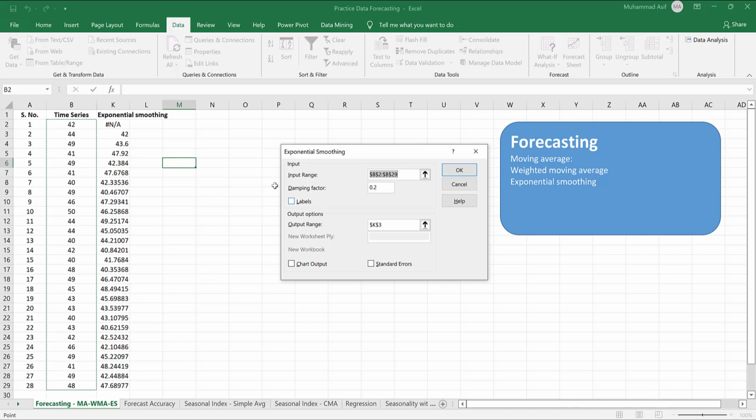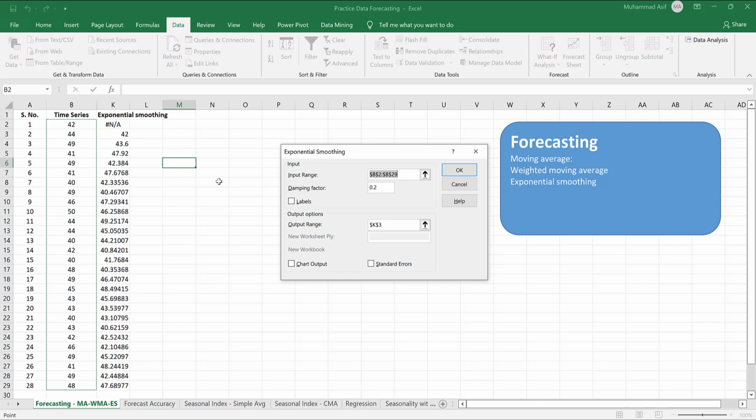Dampening factor over here I used, it's also called alpha. I used 20%, and you can use different factors. You can use like 0.1, 0.2, 0.3, 0.4, like that, based on trial and error. In general, when you see there is less variation and you want your forecast to be more close to that, then you will use a smaller value of alpha, 0.1, 0.15, 0.2.